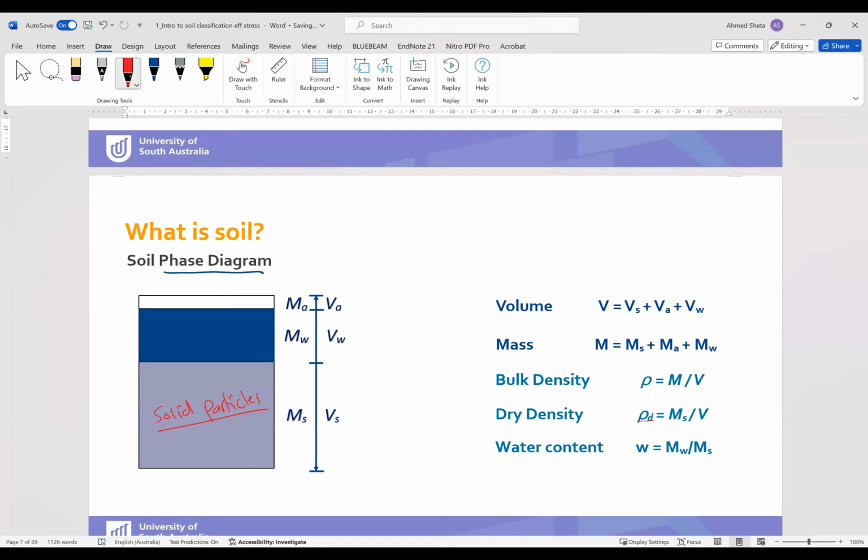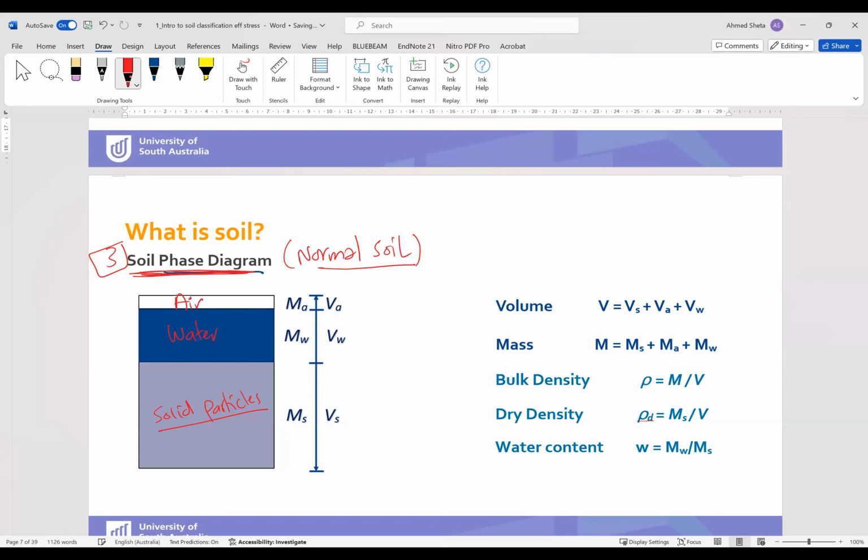Okay, so if we go to the phase diagram again, this is our soil phase diagram. The general one is for normal soil. So we have a three-phase diagram. For the three-phase diagram, again, we have solid particles, water, and air.